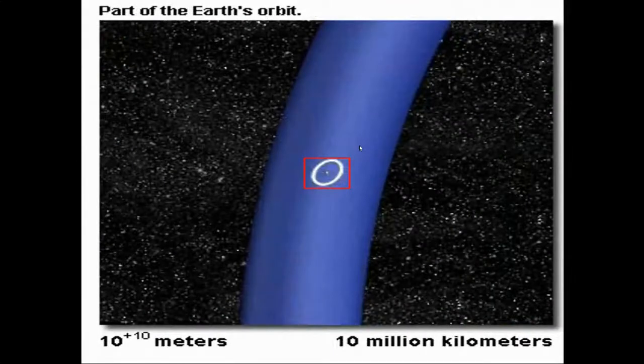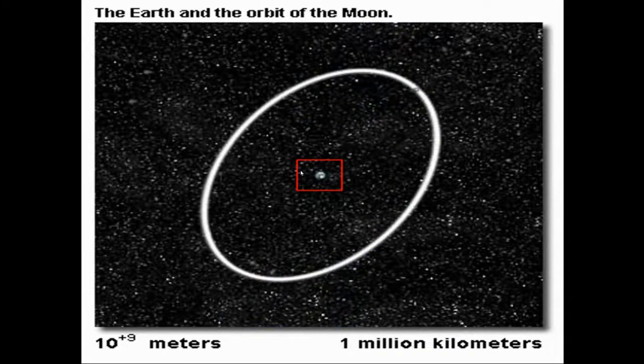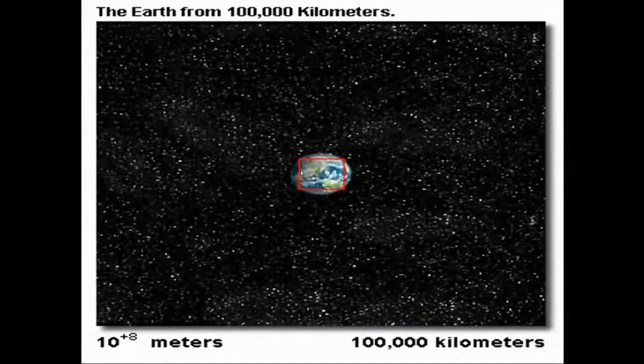You dive more, and you can see now a white orbit around a dot here, and that's the moon around the Earth. And I tell you again, these blue and white colors are added in just to show you the path of the Earth around the sun. That's the blue, and the white is the path of the moon around the Earth. If you dive in, now the Earth becomes a little bit clear. You come to 10 raised to the power 8, which is about 100,000 kilometers away. You can see the Earth.